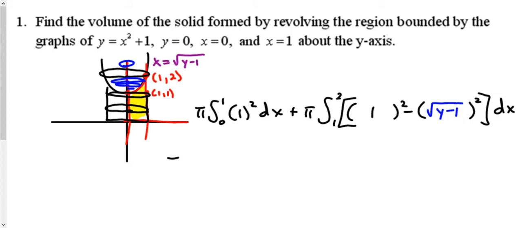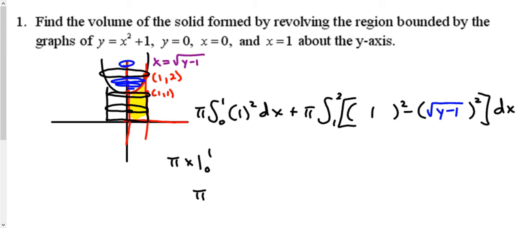So now we do this. I integrate 1 with respect to x, and I get x. I do it from 0 to 1. Plug 1 in there, I just get pi. Just like I figured. It's a solid cylinder with a radius of 1. The height of 1, its volume is going to be pi.